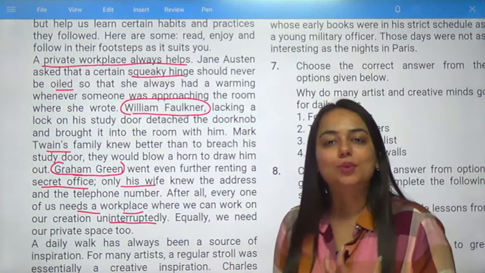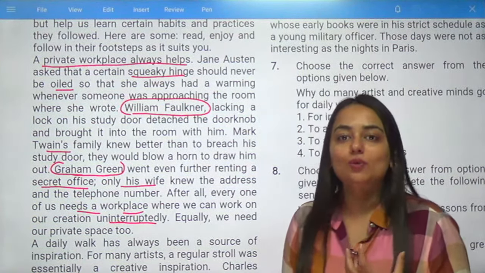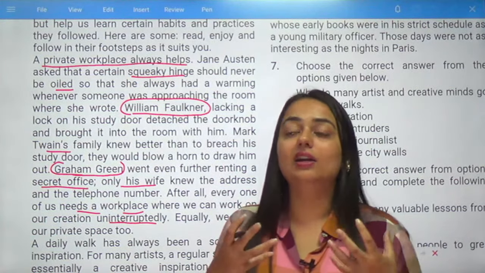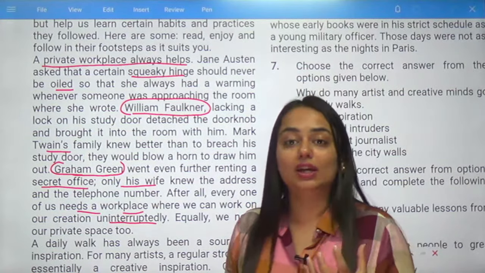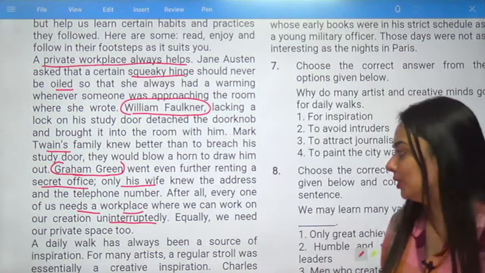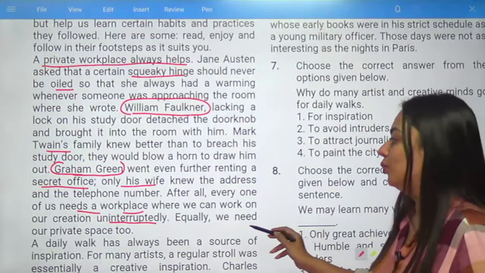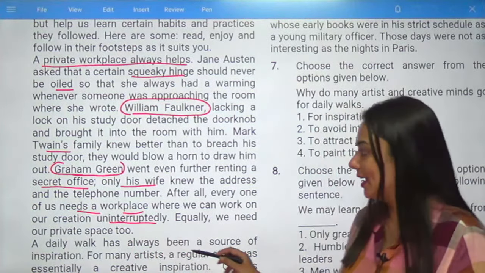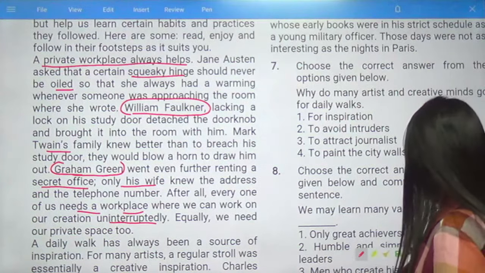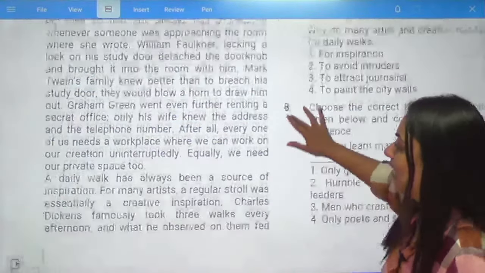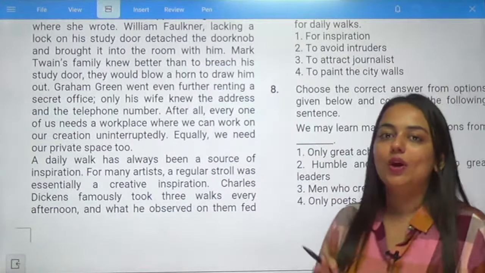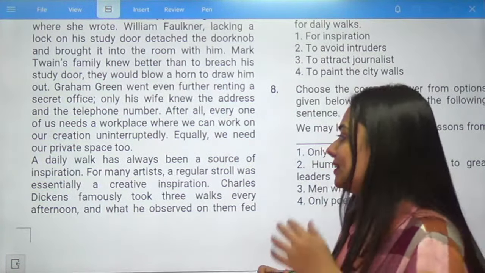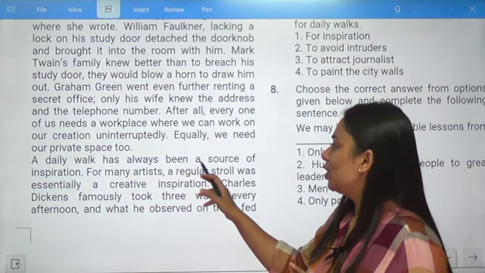So that private space is something which probably was one reason why these people were so creative, because they had a lot of time with themselves to think, to write, to speculate over. Equally, we need our private space too. So probably this is the first learning you should all get. So while you are preparing for your CUET, try to sit in one such room or place where you are undisturbed and you are all merged into your studies. A daily walk has always been a source.